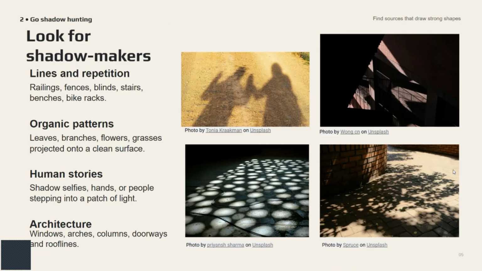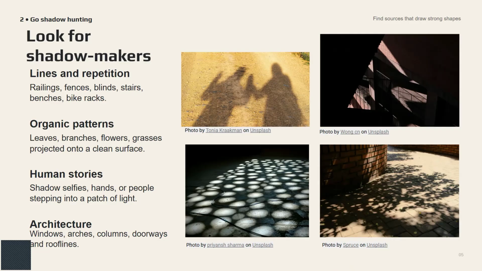The video gave us several ways to use shadow creatively. Now we're going to make shadow hunting easier by looking for objects that reliably create interesting shapes. Instead of wandering around hoping a good shadow appears, look for shadow makers. First, look for lines and repetition. Railings, fences, blinds, stairs, benches, and bike racks can cast repeated lines or geometric patterns. These work especially well when the light comes from the side.